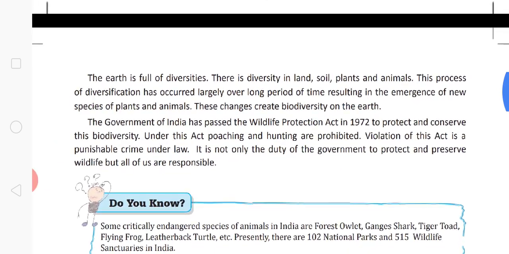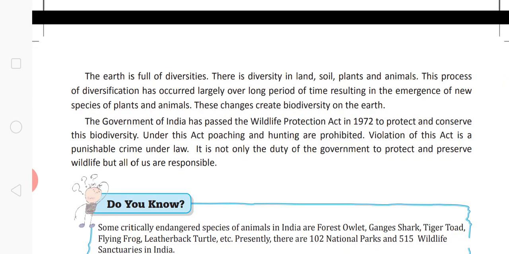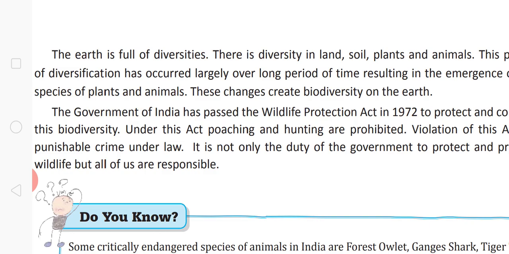So the earth is full of diversities. There is unity in diversity on the earth. There is diversity in land, soil, plants and animals, and this process of diversification has occurred largely over a long period of time, resulting in the emergence of new species of plants and animals. That means this process is repeated again and again.